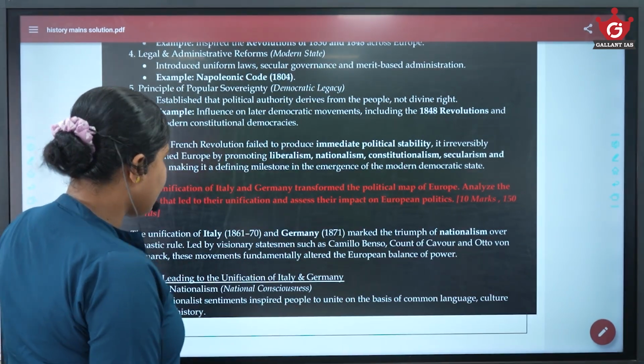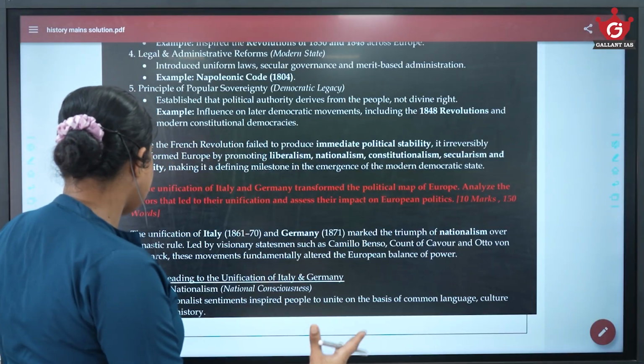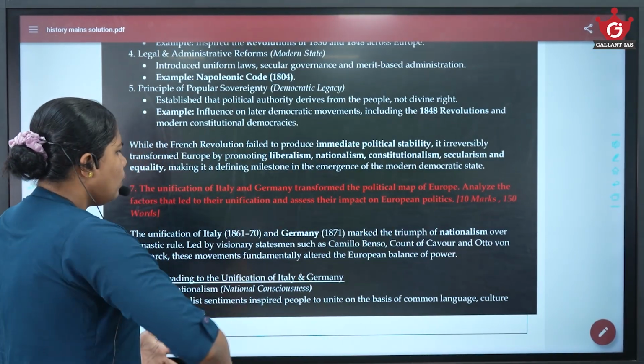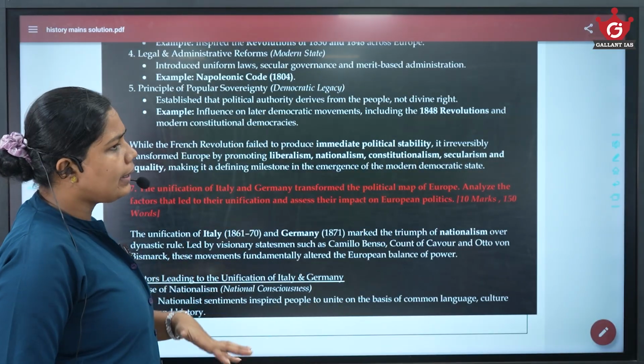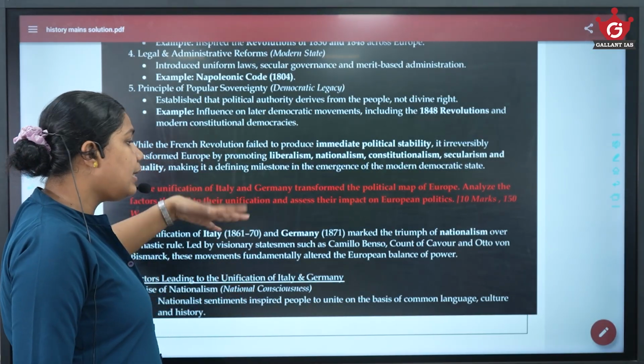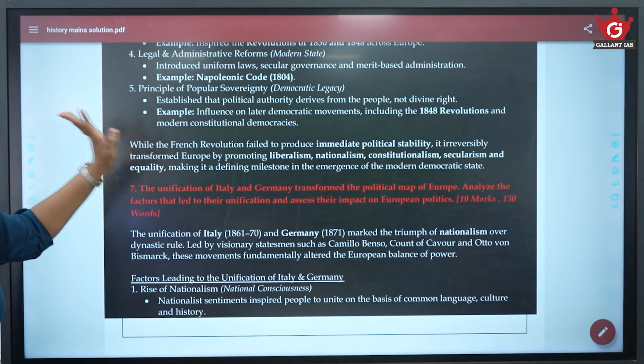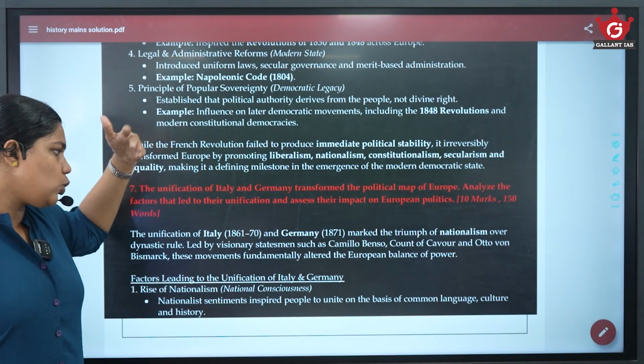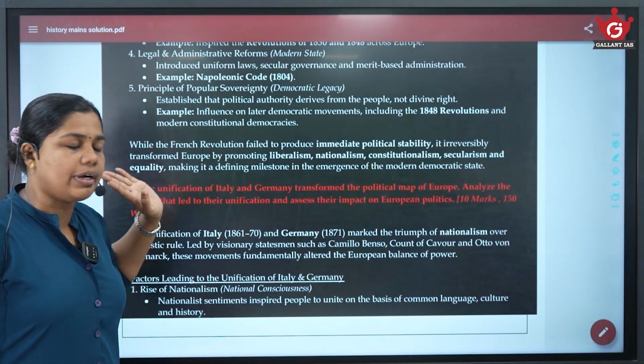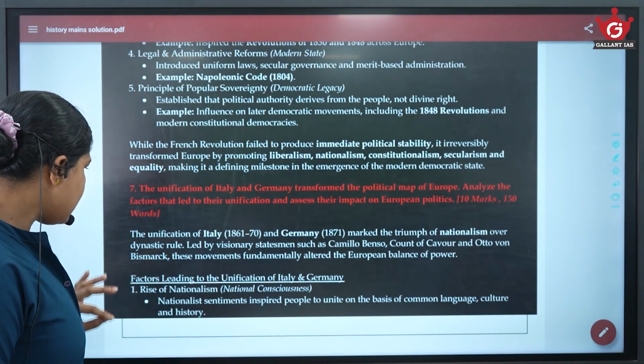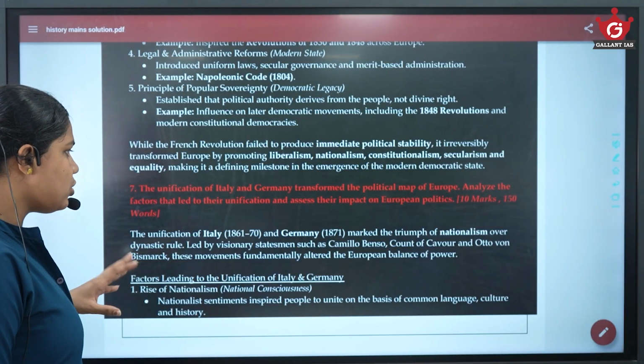Unification of Italy and Germany marked the triumph of nationalism over dynastic rule, or whatever introduction you know, you can give it. It would be better if you mention the years and some leaders who are associated with this movement. Okay, that would fetch you more marks than a general introduction. Next is factors leading to the unification of Italy and Germany.